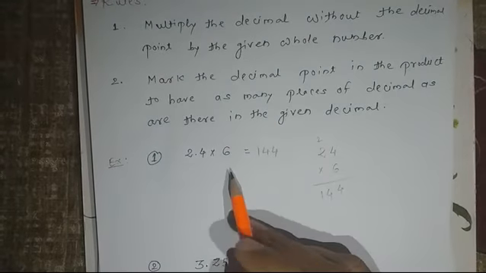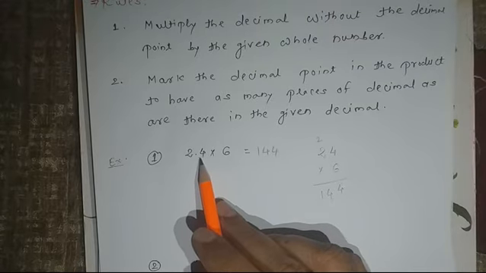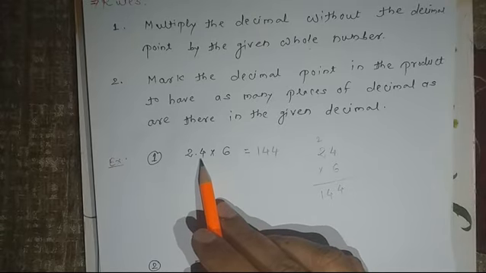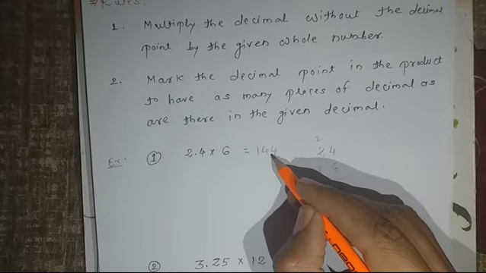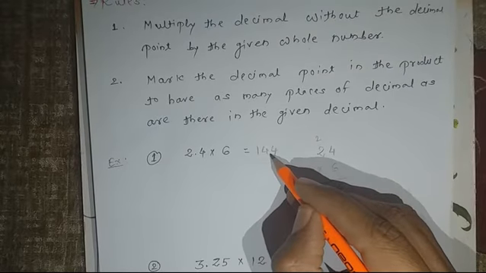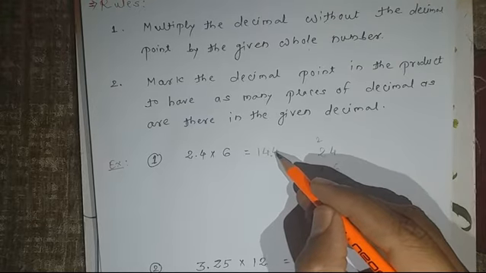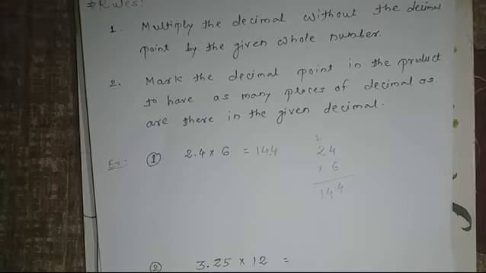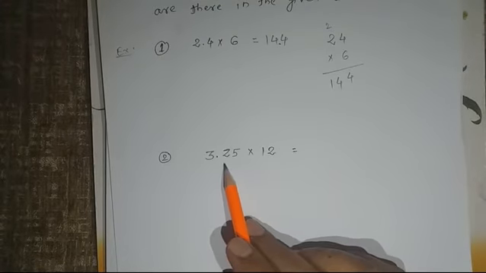Then as per the second rule, we have to check how many decimal places are there in the decimal number. In this case, there is one decimal place. Therefore, in the product of these two numbers also, there should be one decimal place. So we have to put the point after one digit from the right hand side. So the answer is 14.4. Next, see one more question.